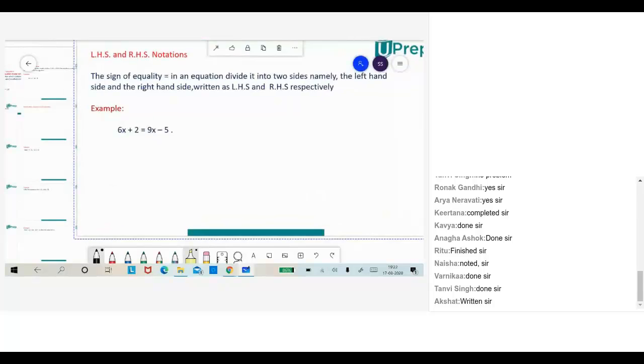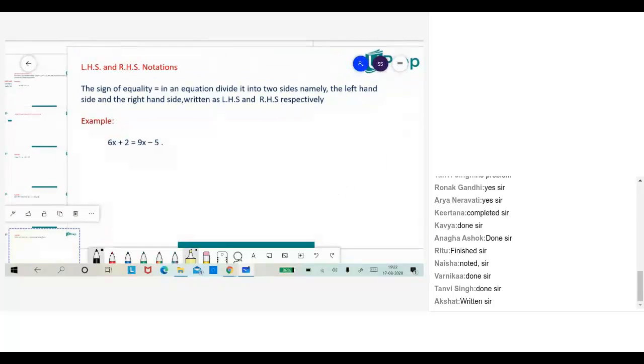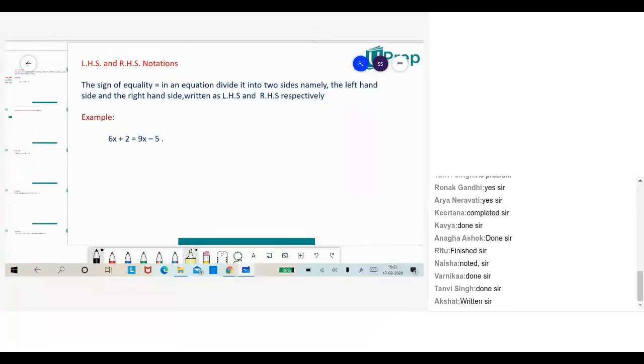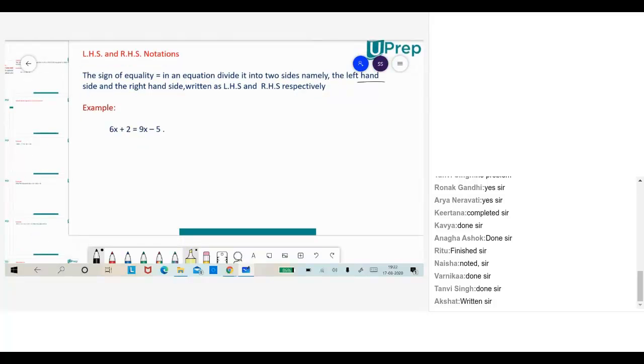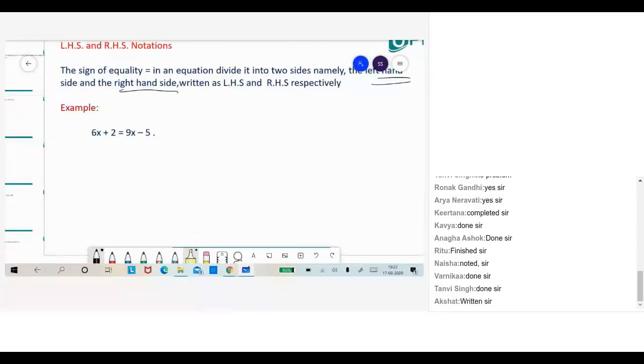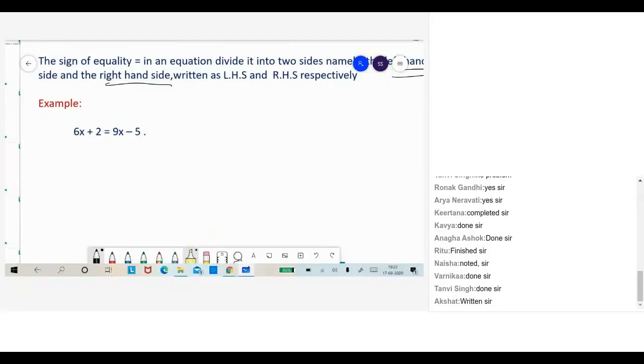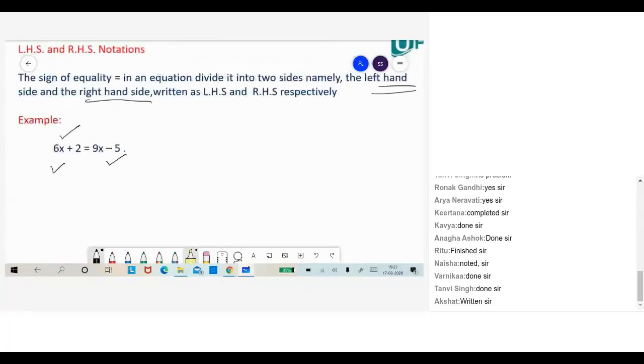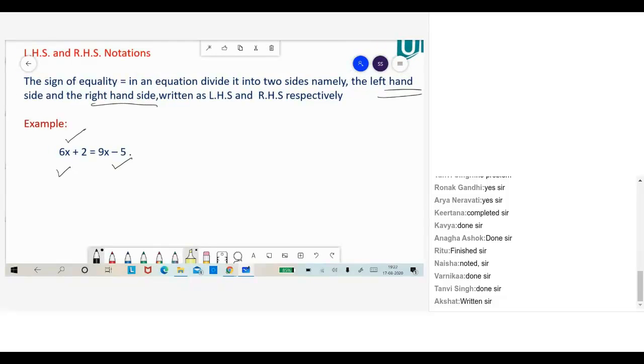Just now we've been discussing what the LHS and RHS notations are. Here, the sign of equality in an equation divides it into two sides, namely the left hand side and the right hand side, written as LHS and RHS. A simple example: two numerical expressions have been given, 6x plus 2 and 9x minus 5. Clearly, 6x plus 2 is equal to 9x minus 5. Here, 6x plus 2 is called LHS, and 9x minus 5 is called the expression on the RHS.